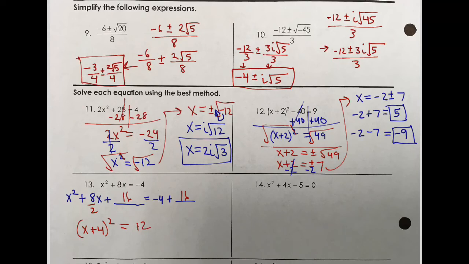All right, now we're just solving by square root at this point. So square root, that cancels, leaving us with x plus 4 is equal to plus or minus 2 radical 3. Then we want to subtract 4, that cancels, and that leaves us with x is equal to negative 4 plus or minus 2 radical 3.